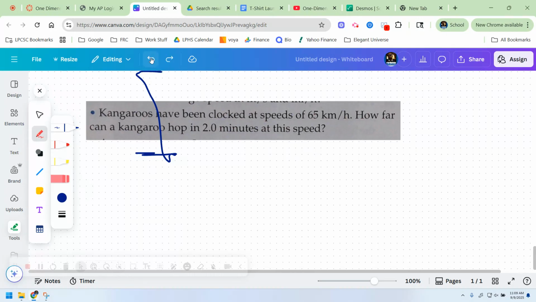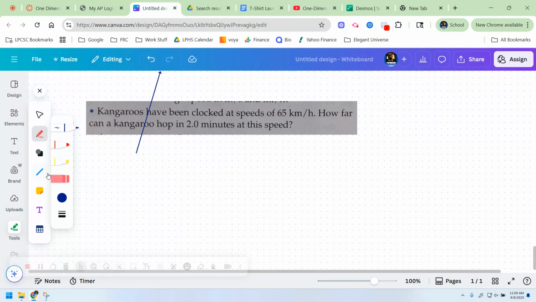Oh, I hate this. It's always some weird wonky problem. Alright, there we go. Let's try this again.